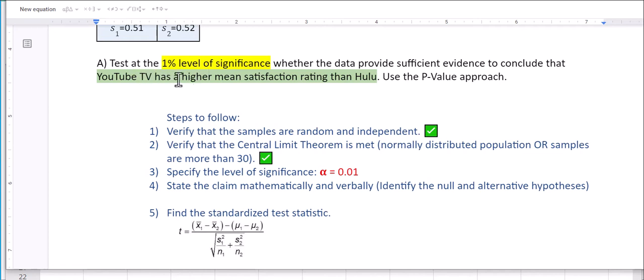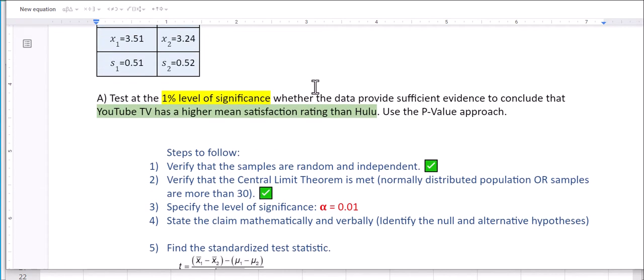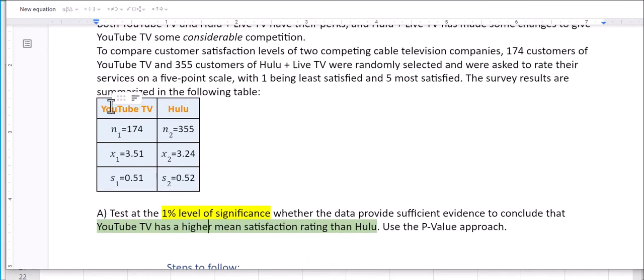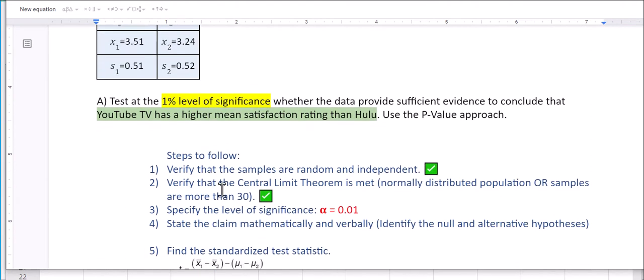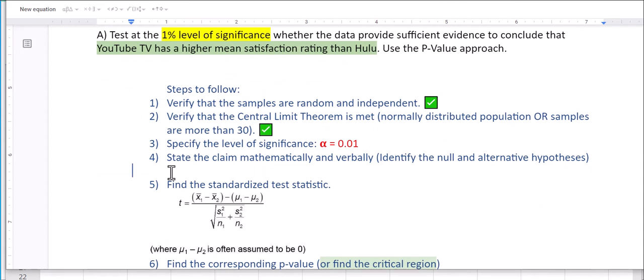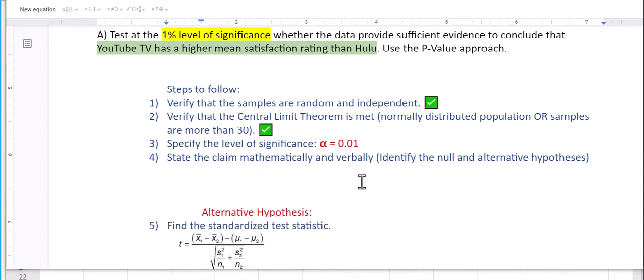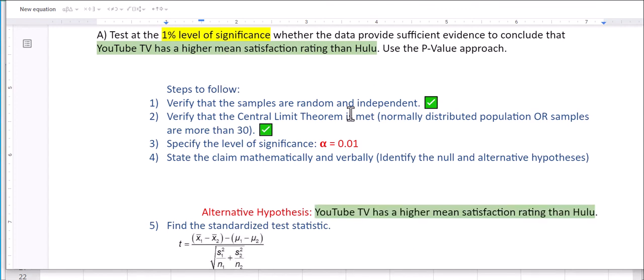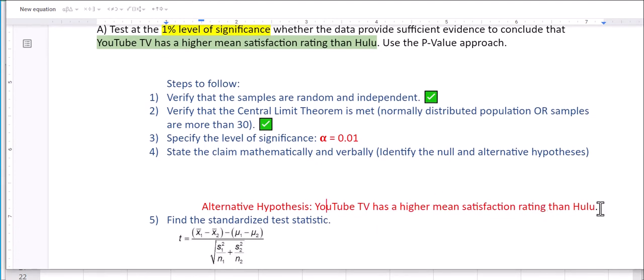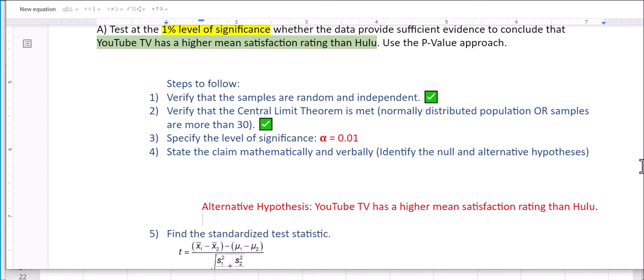So YouTube TV has a higher mean satisfaction rating than Hulu. Based on the data here, x1 is YouTube and x2 is Hulu. So our alternative hypothesis, we can just copy it from up here: YouTube has a higher mean satisfaction rating than Hulu. And then we can write that also in symbols.